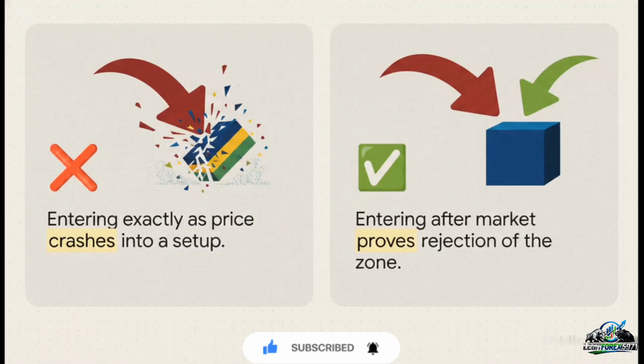Contrast these two approaches for a second. Entering exactly as the price crashes into a setup, that is the classic retail trap. But waiting for the market to actually prove it's rejecting the zone, often by sweeping liquidity first, now that is the smart money move. Smart money always waits for the market to tip its hand before pulling the trigger.